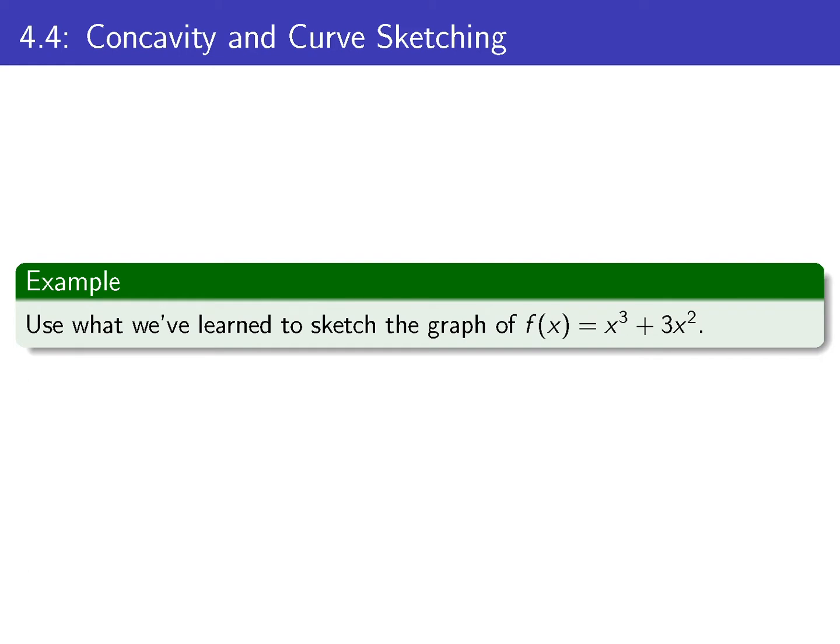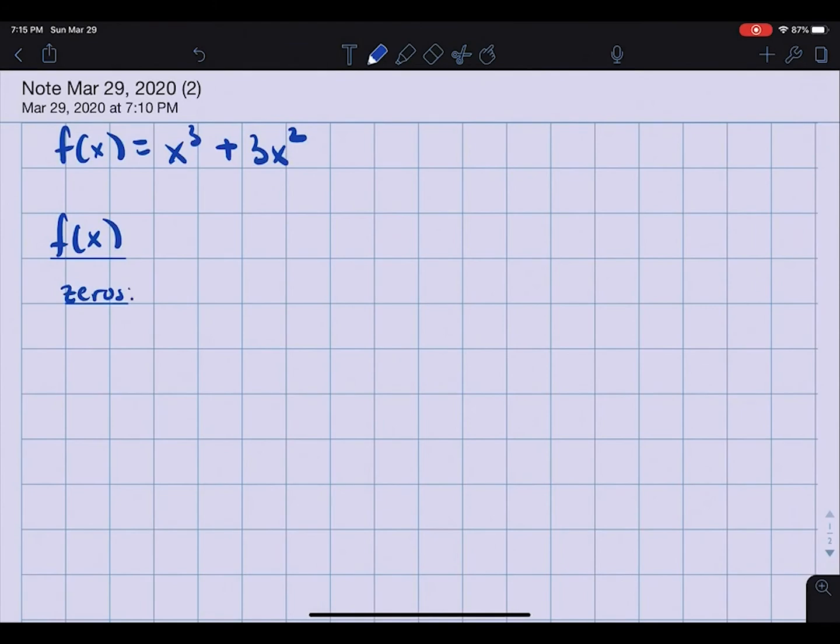In the rest of this video, we will put what we just said into practice by working through two examples. It might be helpful to have the list that we just created in front of you as we work through these examples. In our first example, we are going to sketch the graph of this cubic polynomial, x cubed plus 3x squared. So we will start by finding the zeros of f.